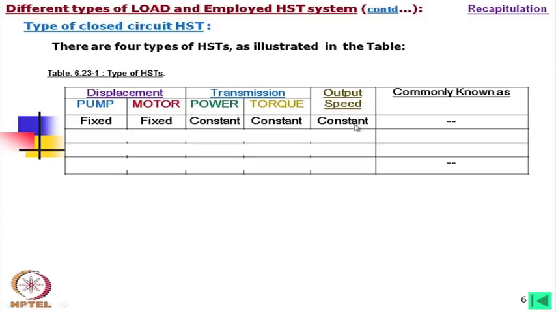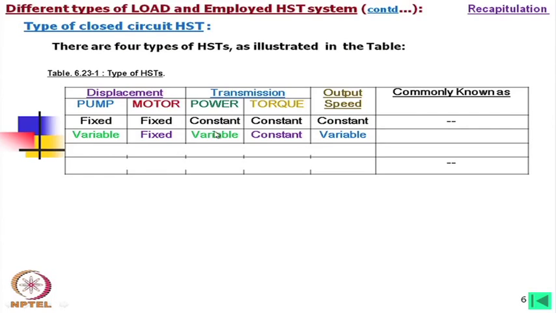Then the output speed is also constant, and commonly we call this an ordinary simple circuit. Next, if we consider the pump is variable and the motor is fixed, then power will also be variable. However, it will usually be for constant torque. That means when the pressure is constant, then torque in the motor is also constant, but we are varying this power. So output speed will be variable in that case. Then we call it a constant torque system.